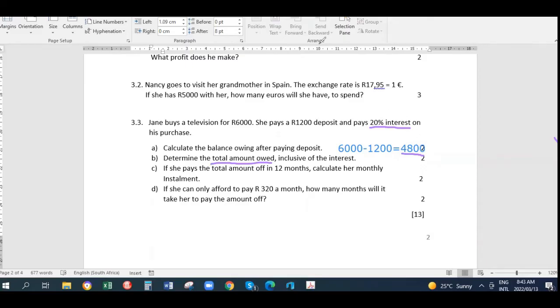So I'm just going to write this here for now. If you look at B, you need to work out the interest. The interest is 20%, which is 20 divided by 100, since percent means divide by 100, times your 4,800. That's the amount you owe. So you have to work out 20% of 4,800, and this will give you 960.